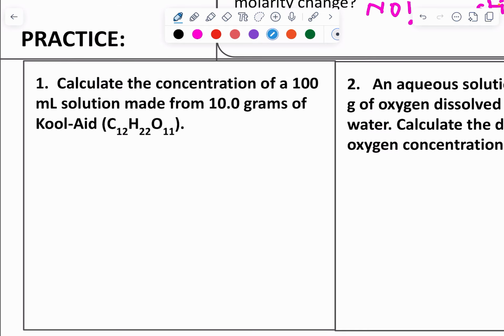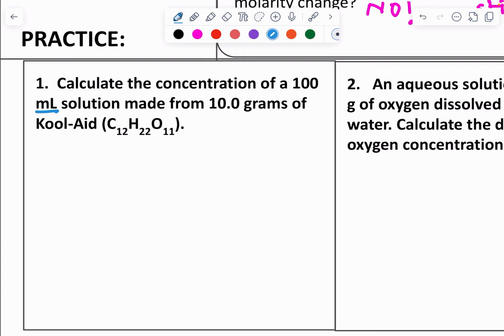So we are calculating the concentration of a 100 milliliter solution that is made from 10 grams of Kool-Aid. The question did not specify if you need the answer in molarity or ppm. So in this case, you can just look at the given units and decide which one to use. For the solution, we are given milliliters.